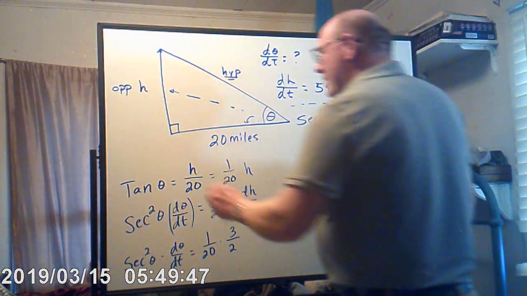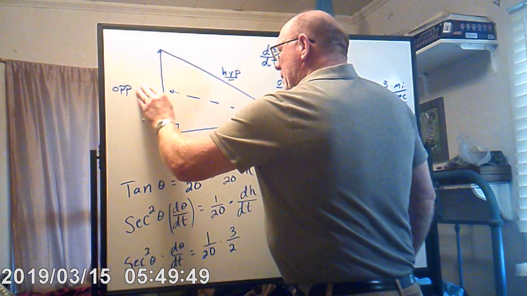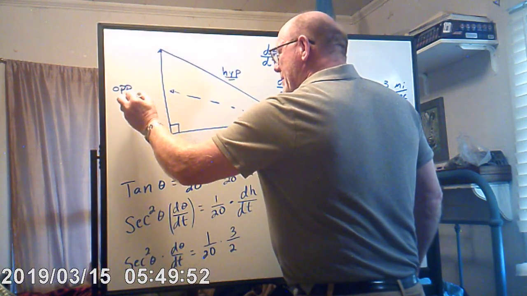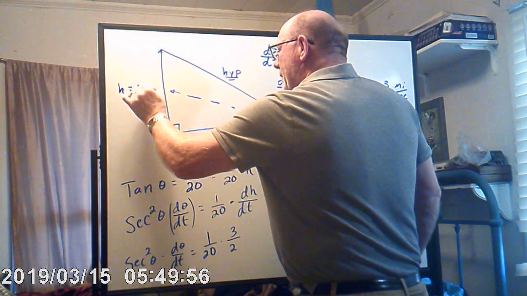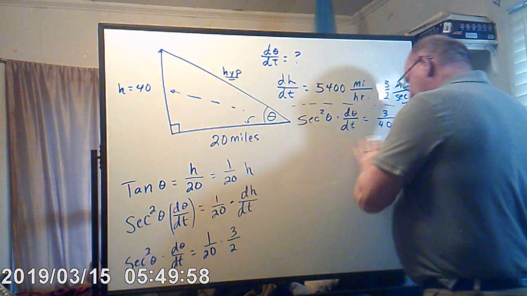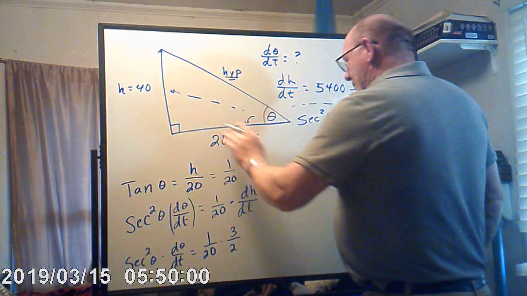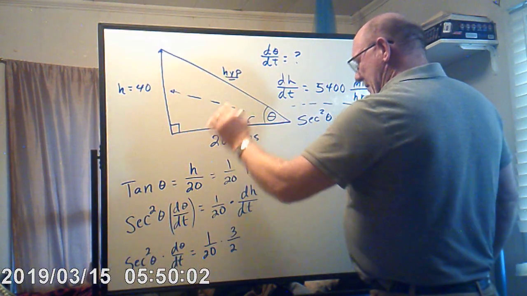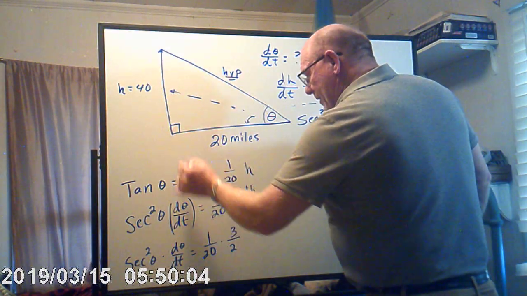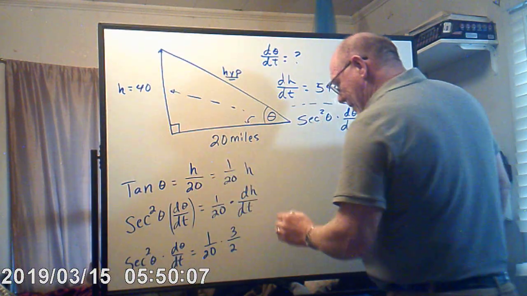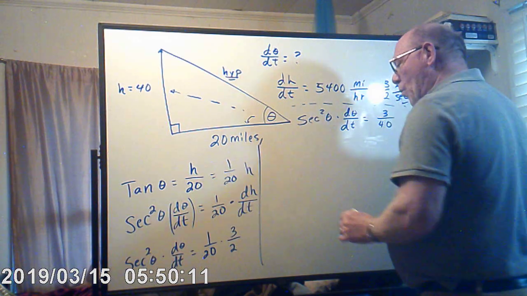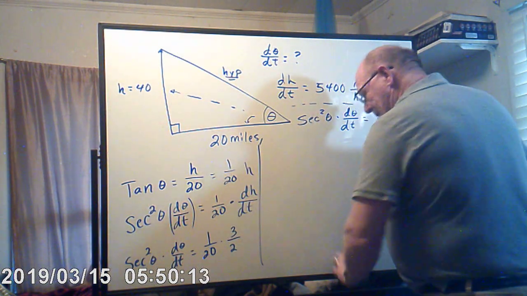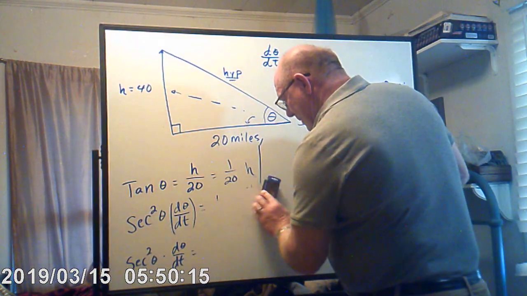So now if we do that, alright, h is 40. Now we can plug it in after we've taken the derivative. Now we've got tangent of theta is equal to h over 20, which is 40 over 20. So we've got this on the side here. I'm going to need this space. I'm sorry, I'm just going to have to erase this.